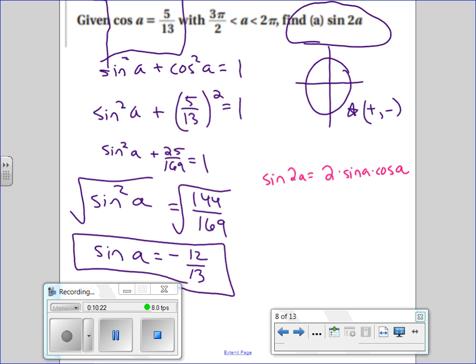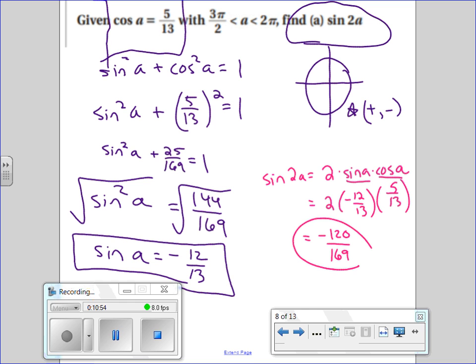So basically everywhere we see a sine A, we'll replace it with negative 12 over 13. Everywhere we see a cosine A, we'll replace it with 5 over 13. So we're substituting in the values that we had solved for. And at this point, I use my calculator and I just hit fraction at the end. So 2 times negative 12 over 13 times 5 over 13. Math, enter, enter. Negative 120 over 169.